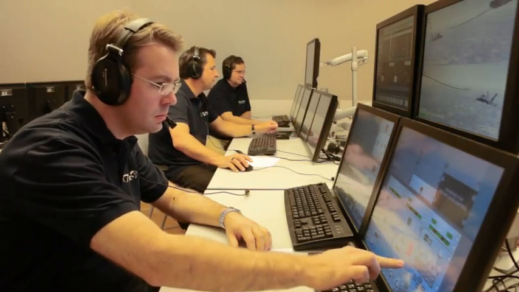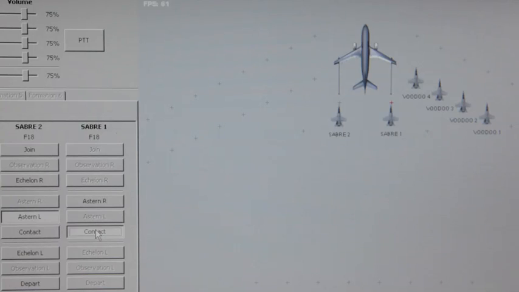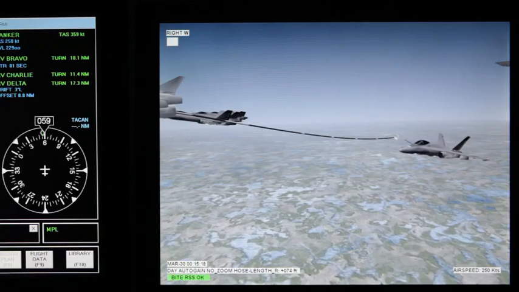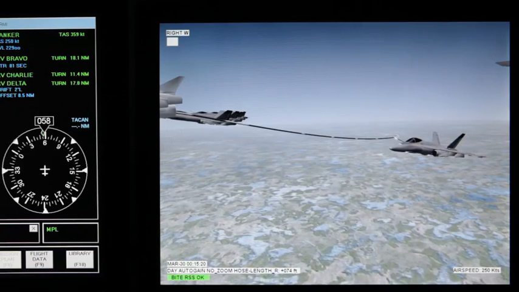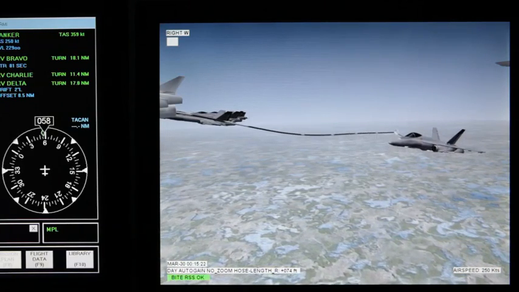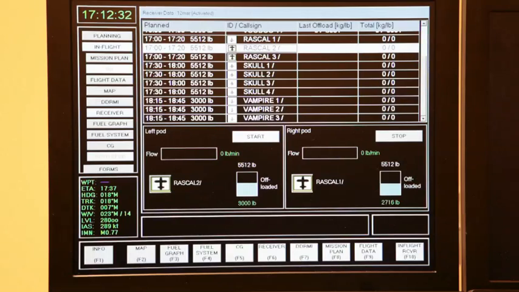Intercom and radio communication procedures are an integral part of the AAR Trax training exercises. Sabre 1, clear contact right. Clear contact right, Sabre 1. Contact, pushing in, fuel flow steady. Fuel flows steady.